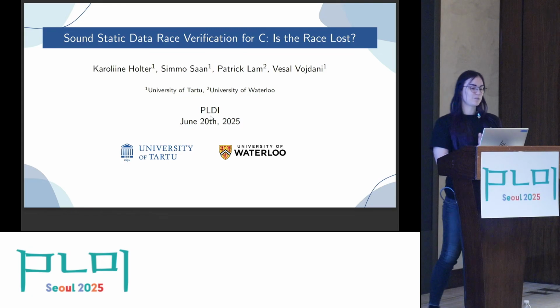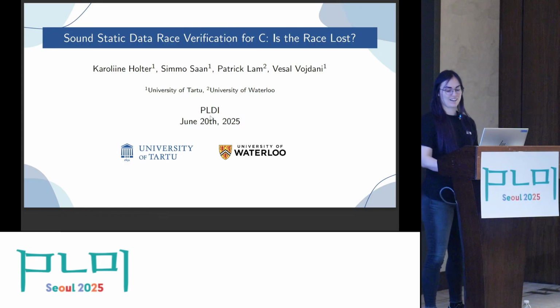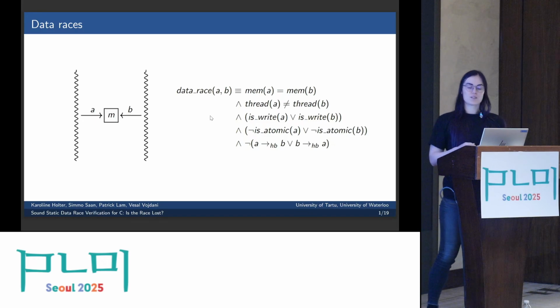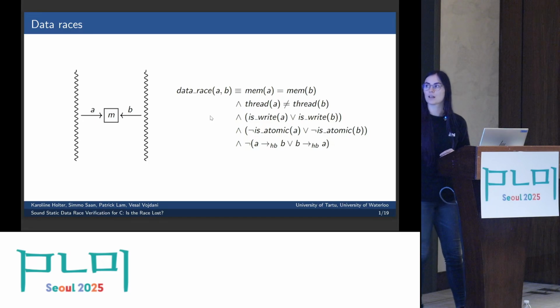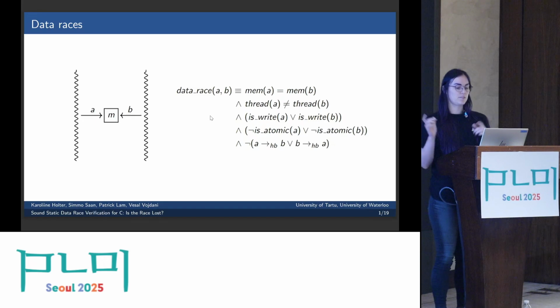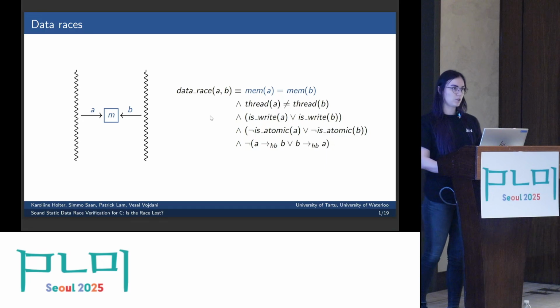Hello, so I will be talking about sound static data race verification for C. I will also start with a definition of data races. Our definition is that there is a data race between two accesses A and B if the following condition holds. The accesses are done to the same memory location.